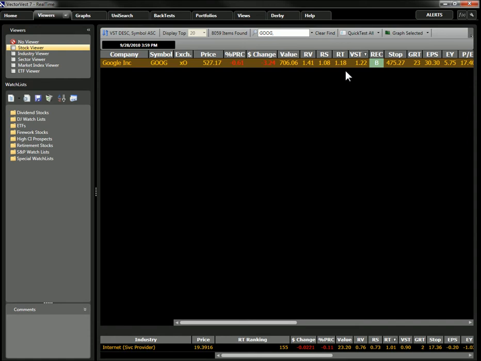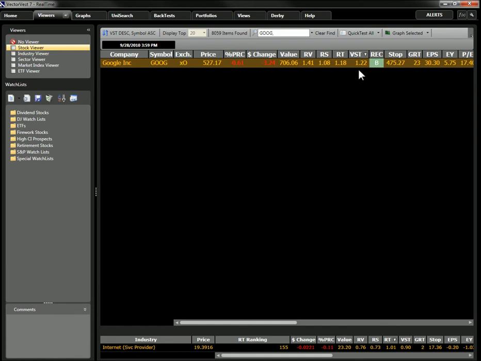The next column is RT. RT stands for relative timing. Relative timing is the short-term price trend. Since it's just looking at the price trend, RT is a technical indicator. RV and RS were fundamental indicators. RT is on a 0 to 2 scale. When RT is above 1, the stock is in an uptrend. When RT is below 1, the stock is in a downtrend. Currently, Google has an RT of 1.18, which is good on a scale of 0 to 2. That lets us know that Google's price is currently in an uptrend.